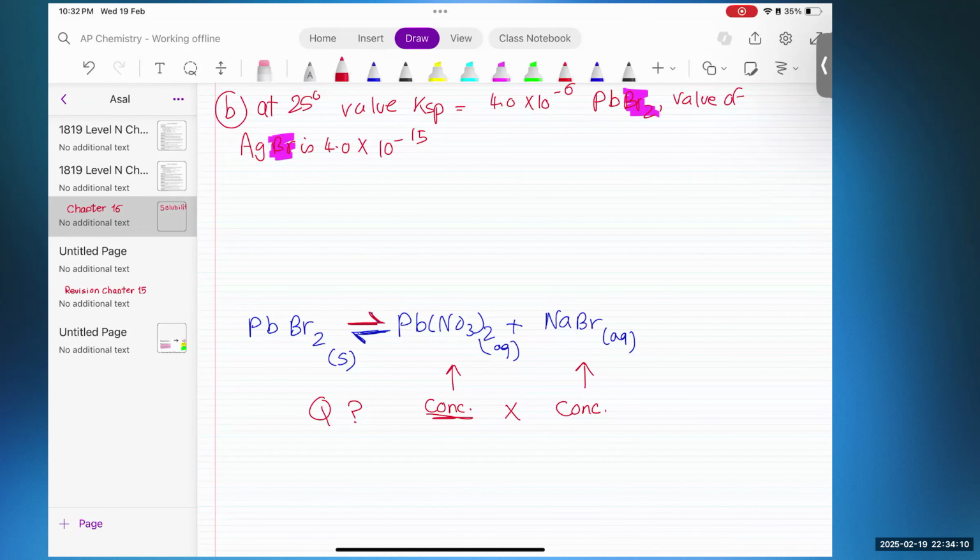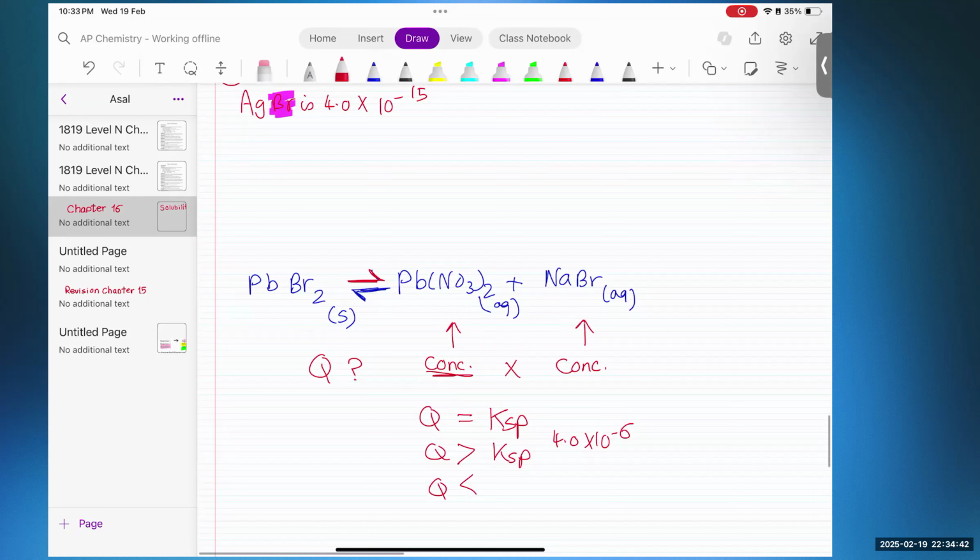In order to do that, we take the value from the question below. So we need to get Q and compare it to the KSP. If it is equal, it's equilibrium. If Q is more, it will go to the left. The KSP we said is 4 times 10 to the power of negative 6. If it is less than KSP, then it's moving to the right, and it's not making a precipitate. It will make a precipitate only if it goes to the left and is more than the KSP.